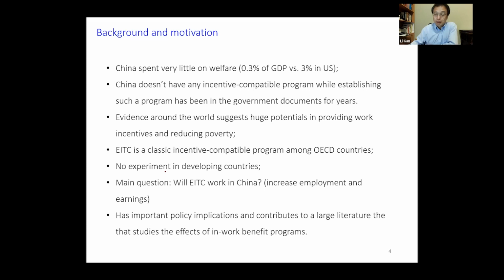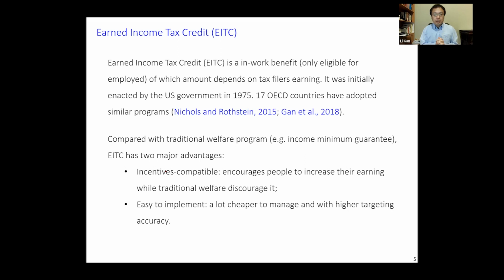As I mentioned, so far we find 17 OECD countries have adopted a similar program to the earned income tax credit in the United States. Compared with a traditional welfare program, such as a minimum guarantee, it is incentive compatible. It is easy to implement, a lot cheaper to manage, and has higher targeting accuracy. The US earned income tax credit program's management cost is lower than 1%. So that's the advantage of this.